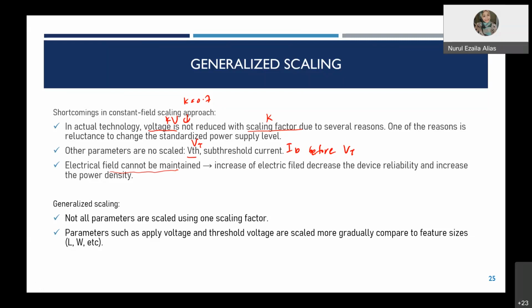There is one more approach, which is generalized scaling. In generalized scaling, not all parameters are scaled using one scaling factor. Meaning that in constant field, all are scaled by the scaling factor K, all parameters like device dimensions and voltage are scaled by one scaling parameter. However, in generalized scaling, it is not like that. Parameters such as applied voltage and threshold voltage are scaled more gradually compared to feature sizes L and W. So how does it work? Let's see.